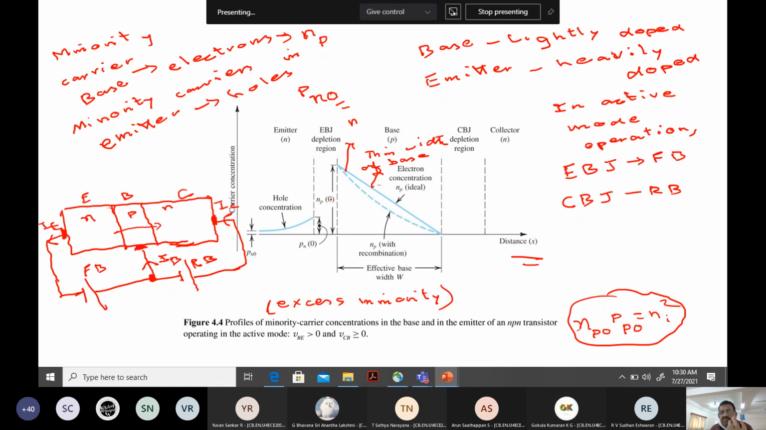That is the reason why base is lightly doped and emitter is heavily doped. Again, the recombination will be dependent on how much distance these electrons that cross over from emitter have to travel to reach the collector. So you make the collector base region thin, then the electrons from the emitter will be able to cross over to the collector without any problem. So you have to understand why the base is lightly doped, why the base is thin.